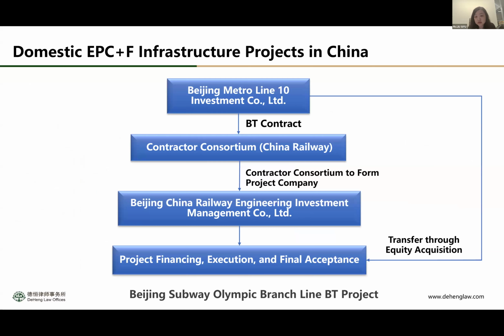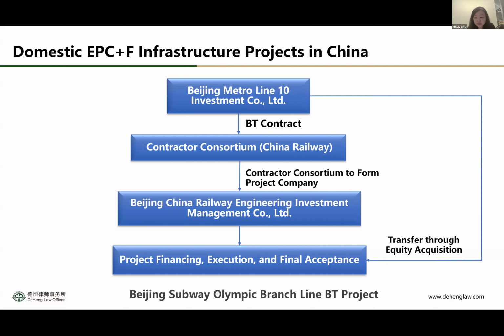For this project, there is a BT contract awarded to a contractor consortium led by China Railway. The consortium formed a project company named the Beijing China Railway Engineering Investment Management Corps. The contractors and other consortium members used funds to invest in this project company and build the whole project. Upon completion and final acceptance, they transferred it back to the owner.